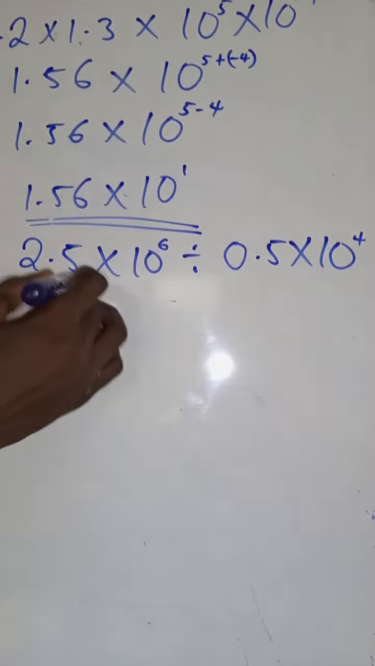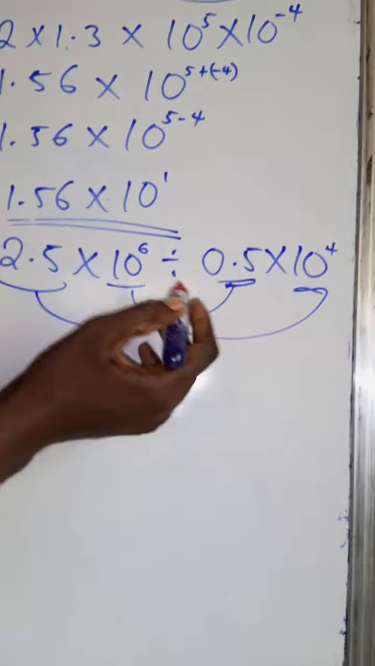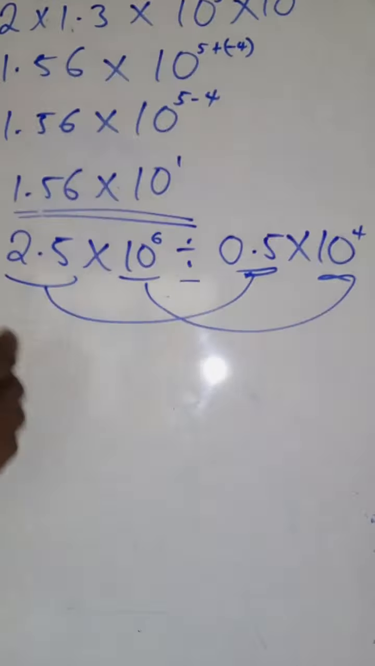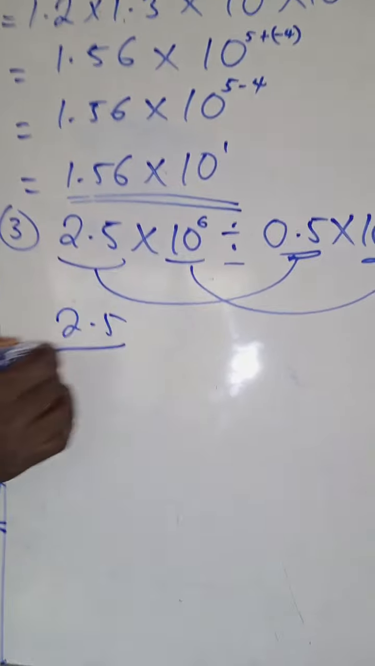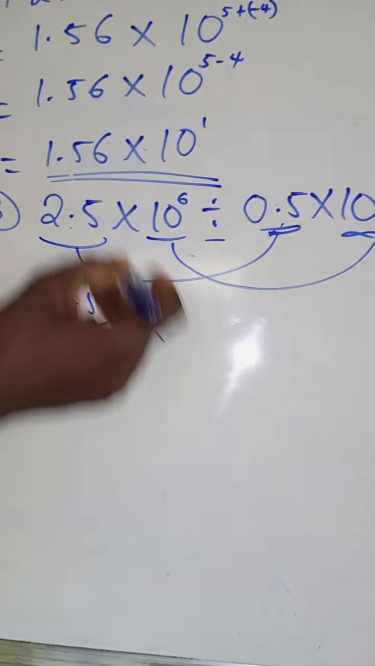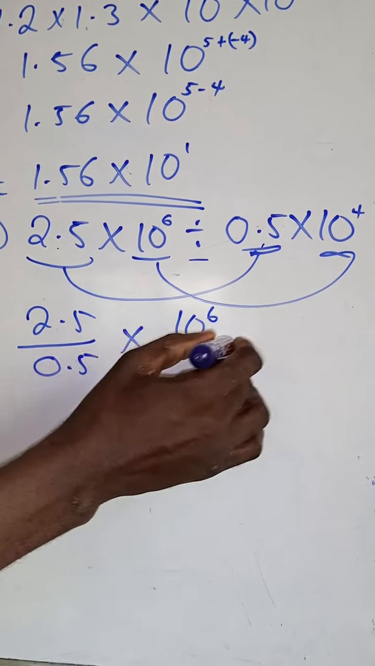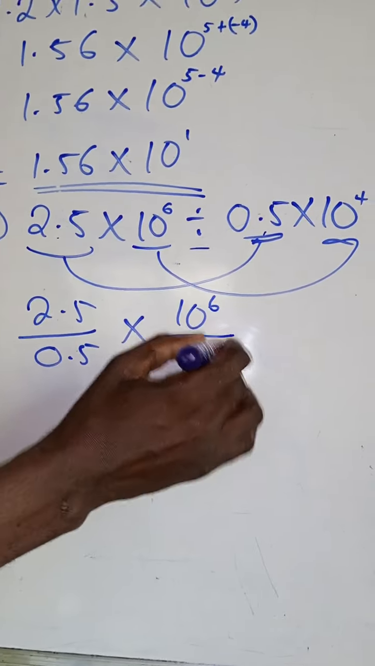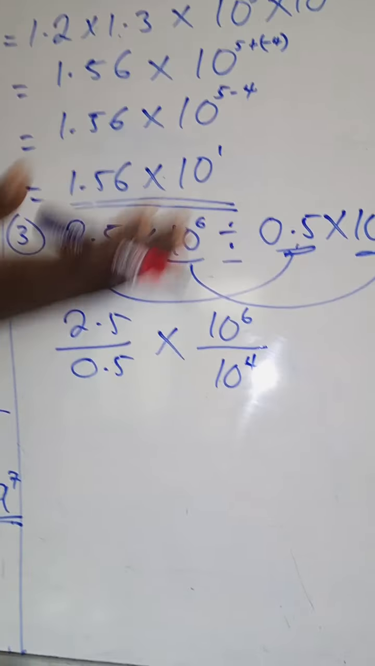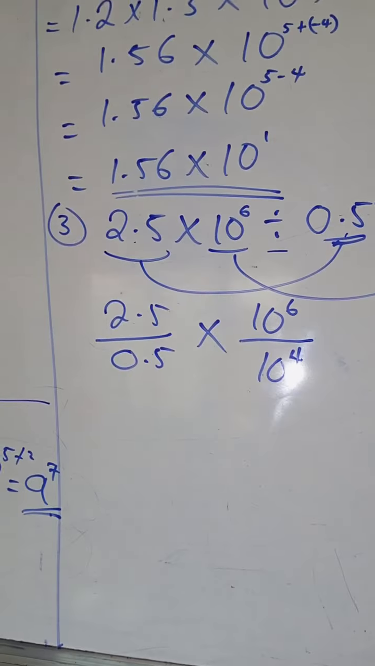Like I said, I will link this with this and this with this, but don't forget it's division. As I'm linking them, I am dividing them. So 2.5 divided by 0.5, this divided by this, multiplication is in between them, and 10 raised to power 6 divided by 10 raised to power 4. Everything at the top, this is at top, and everything in the second one is at the bottom. It's still the same thing.